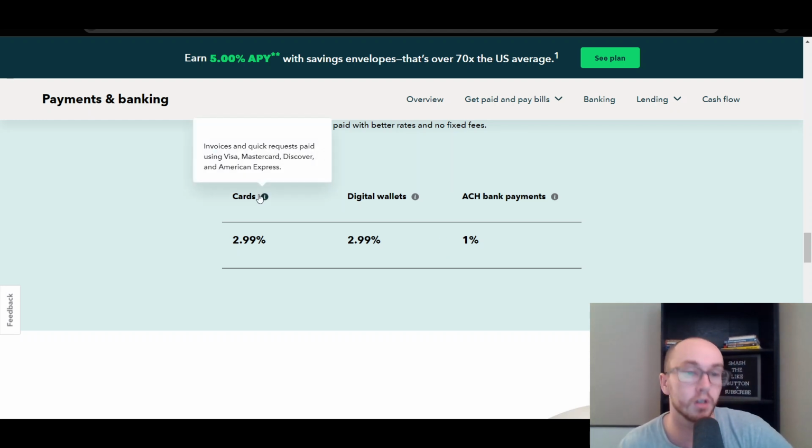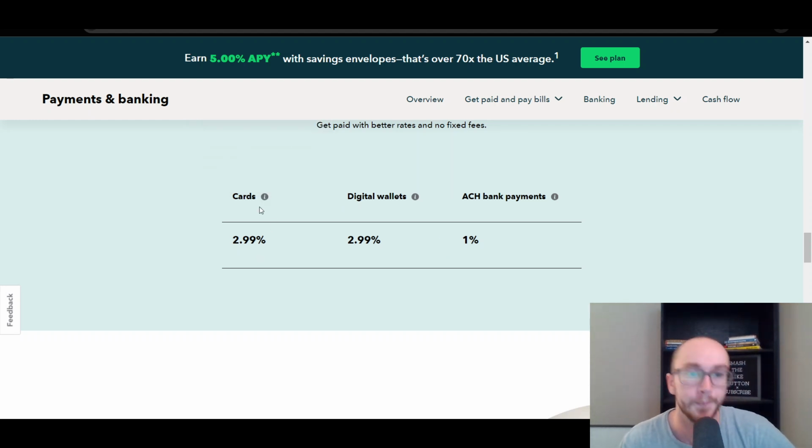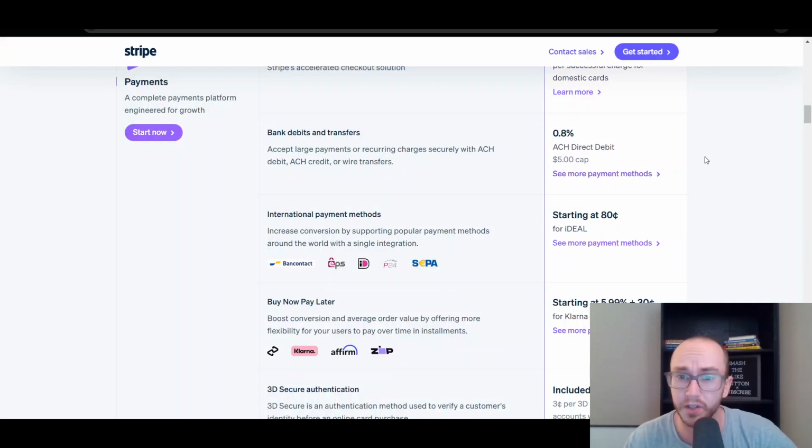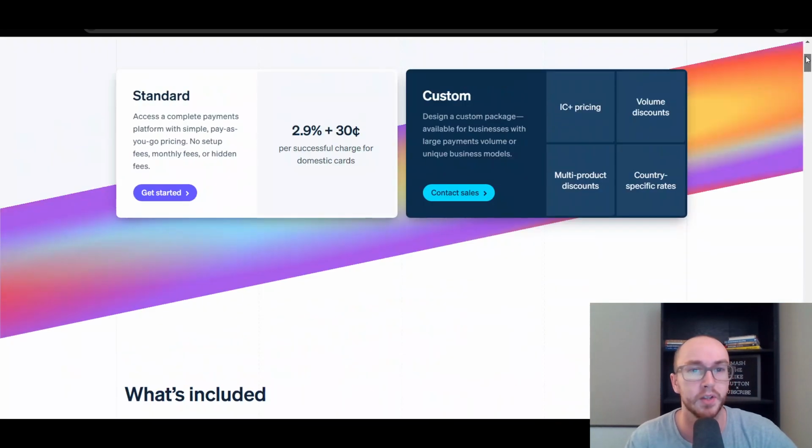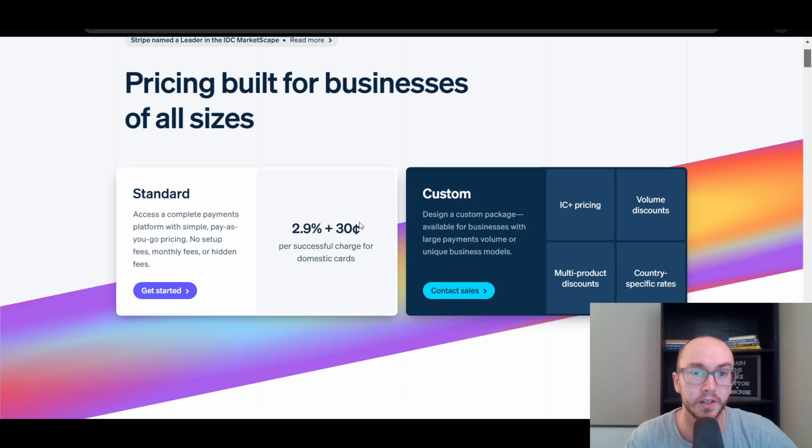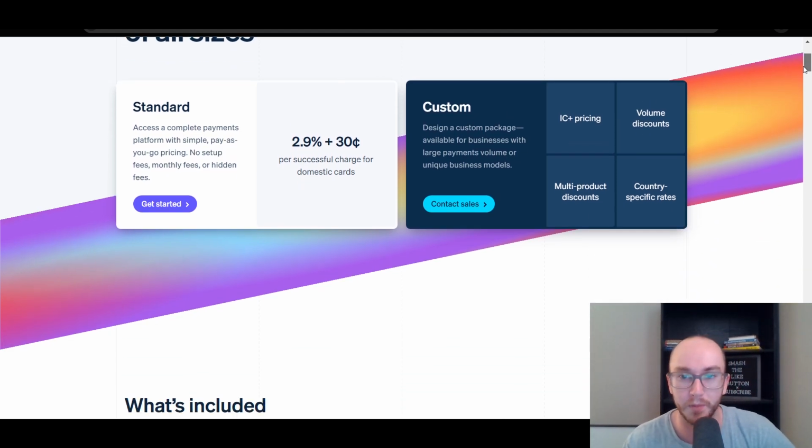But the fee structure might also be a little different depending on cards at that 2.99 versus the 2.9 plus 30 cents. So depending on the size of the charge, that 30-cent difference might make a difference for you. Probably not for most people.